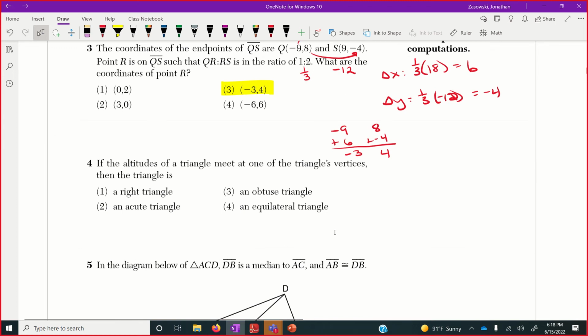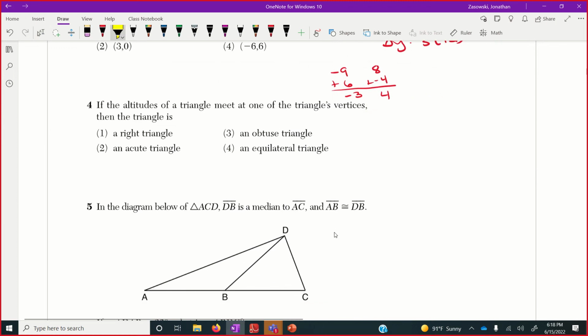All right, the altitudes of the triangle meet at one of the triangle's vertices. So think about the altitudes. Altitudes are the lines creating our right angles. So if we make our 3 triangles, the options are a right triangle. So if we make a right triangle, do the altitudes meet at one of the vertices?